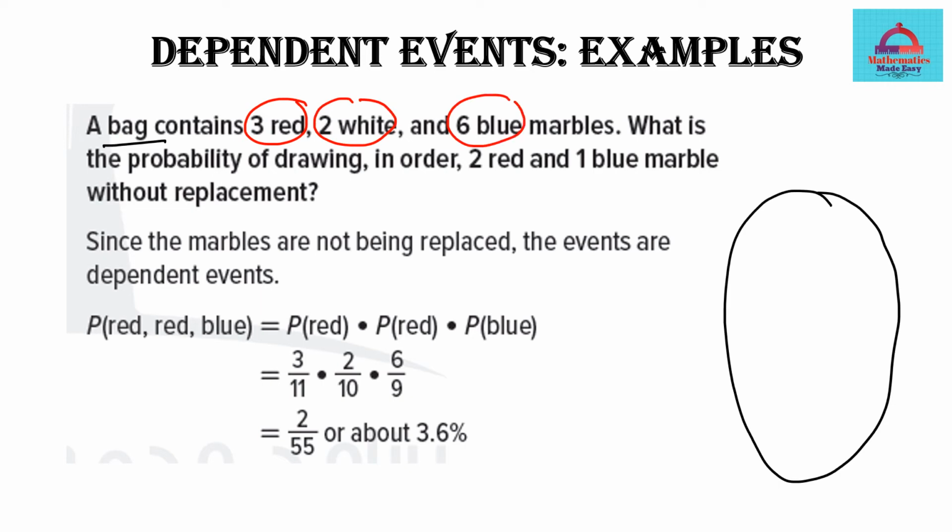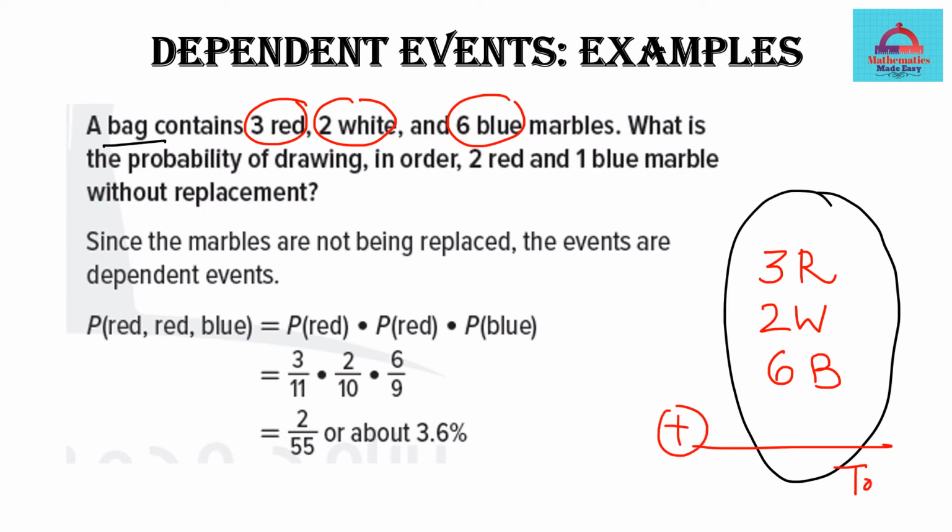I'm drawing them with the same color, and I'm representing them with the capital letter R for red, the capital letter W for white, and capital letter B for blue. So these are three different colored marbles, and let's first total them to get our total number of marbles. The total number of marbles in this probability bag is 3 plus 2 plus 6, which is 11. Okay, so let's see what's happening.